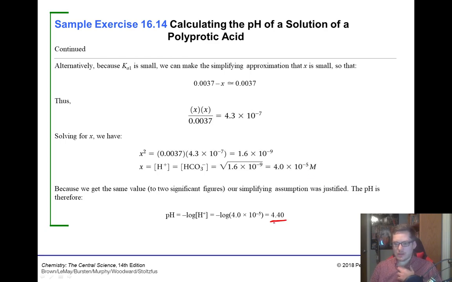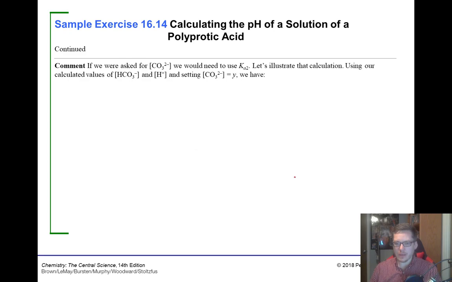All right, so down here, they're going to make a special case. They're going to say if we were asked to calculate the concentration of carbonate, we would need to use the Ka2, because the first reaction would form our bicarbonate, that HCO3 minus. Then when that undergoes an acidic reaction and loses that proton, it would form our H3O plus and our carbonate. So if we were asked to calculate that concentration of carbonate, we would have to use Ka2. And so they're going to illustrate that calculation.